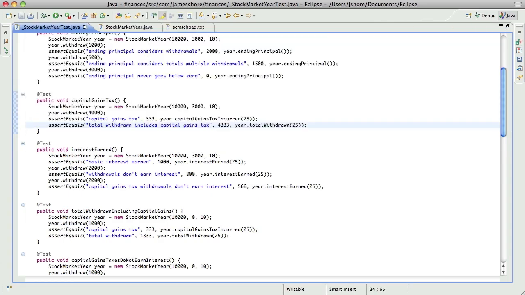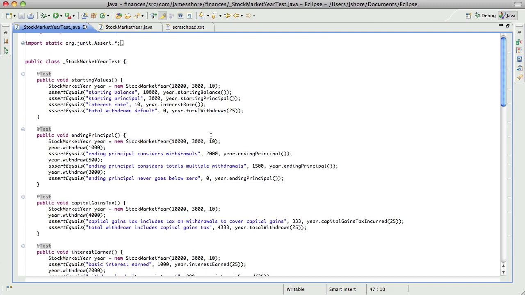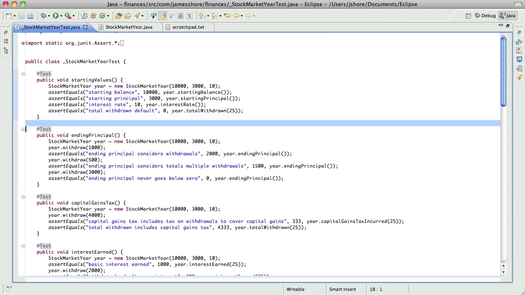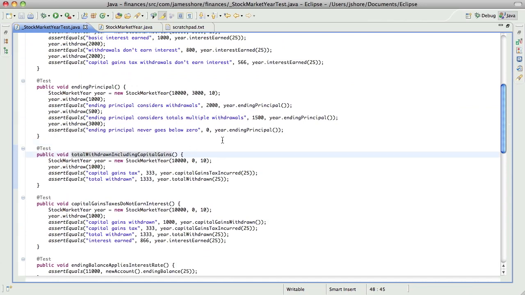Now what I did do is cut out the little explanation about capital gains tax includes tax on withdrawals to cover capital gains. I just don't know a succinct way to describe that. Okay, so interest earned, there we go. Now we can talk about ending balance. See, total withdrawn including capital gains. I think we've covered that.